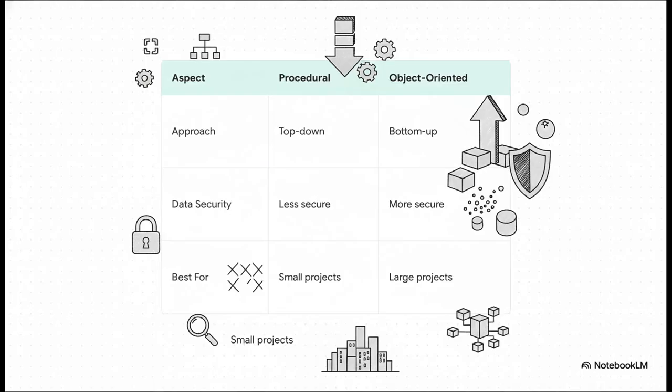Okay, so let's put these two side by side. This table really clears things up. You can see the total contrast, right? Top-down versus bottom-up. Focus on actions versus focus on objects. But look closely at data security. OOP is way more secure because it hides the data inside those objects. It's a concept called encapsulation. It's like a tiny vault. Only specific functions are allowed to get the key. This single idea made building the huge, reliable apps we use today actually possible.